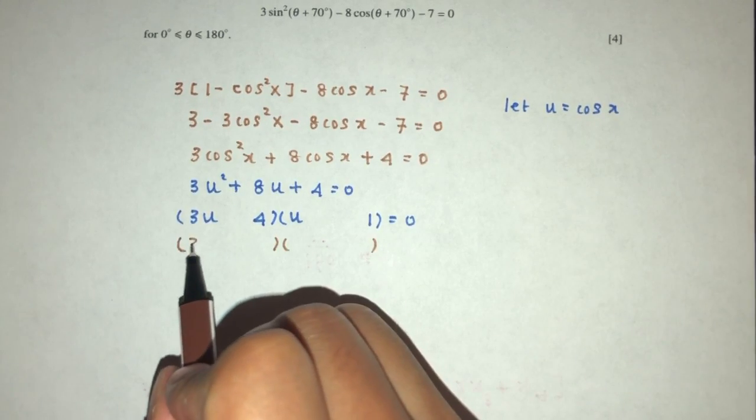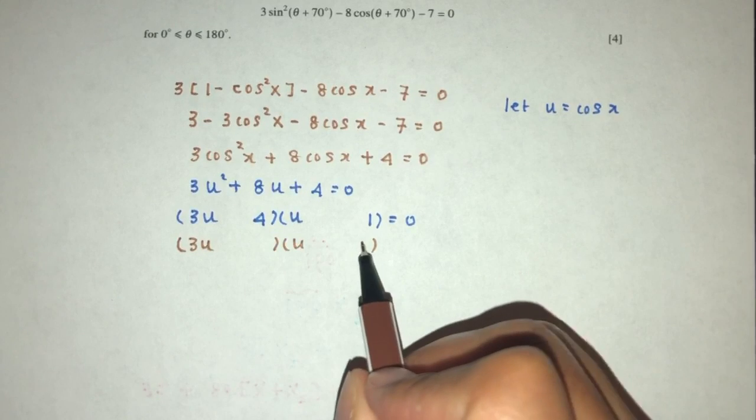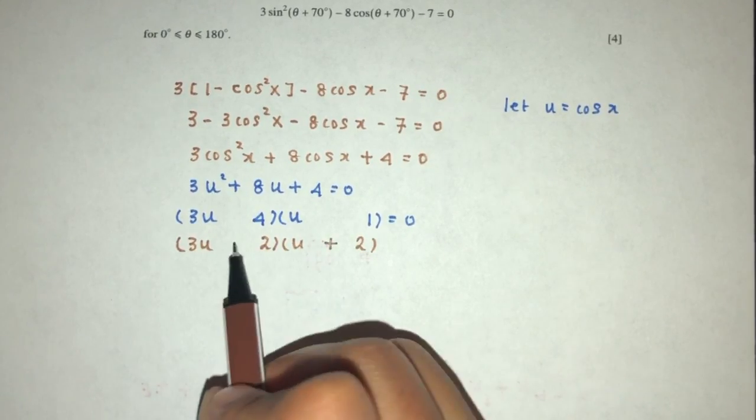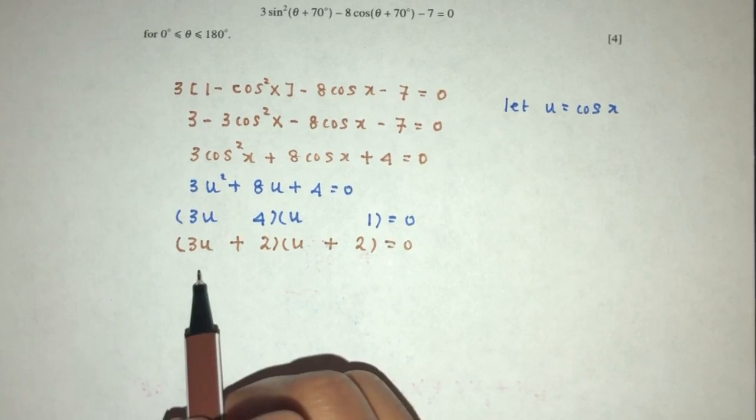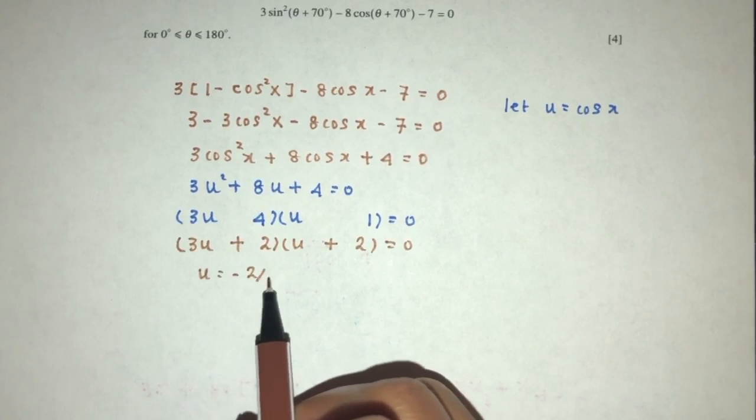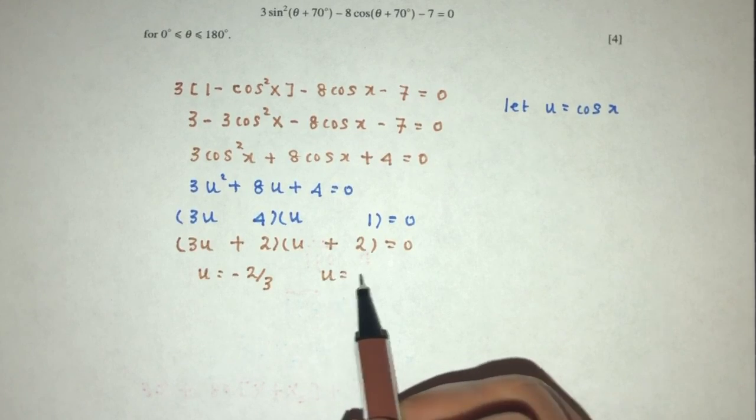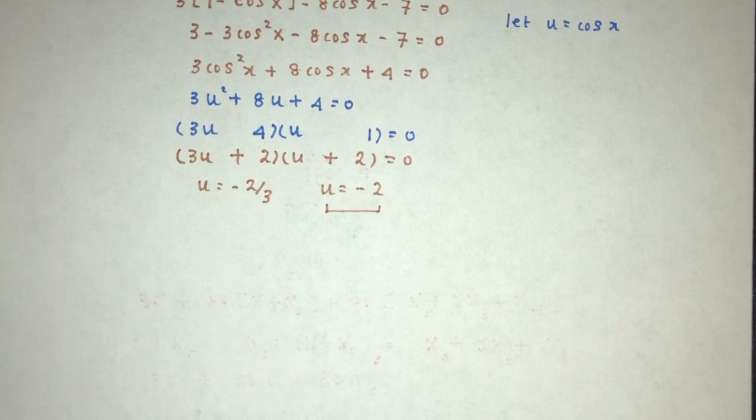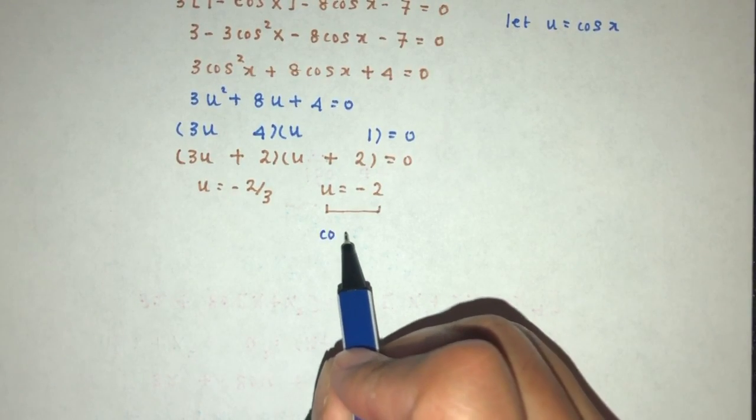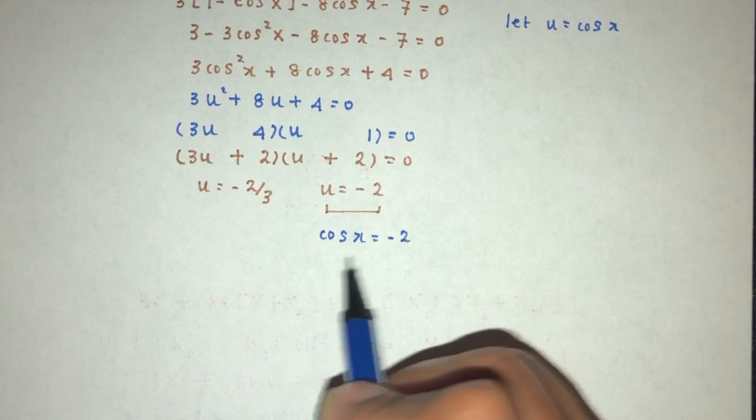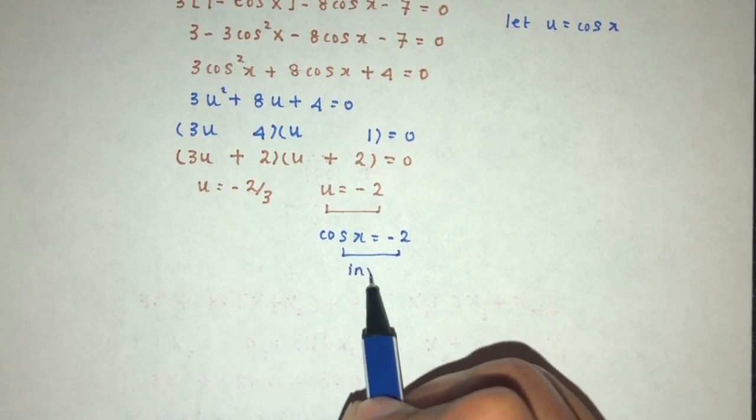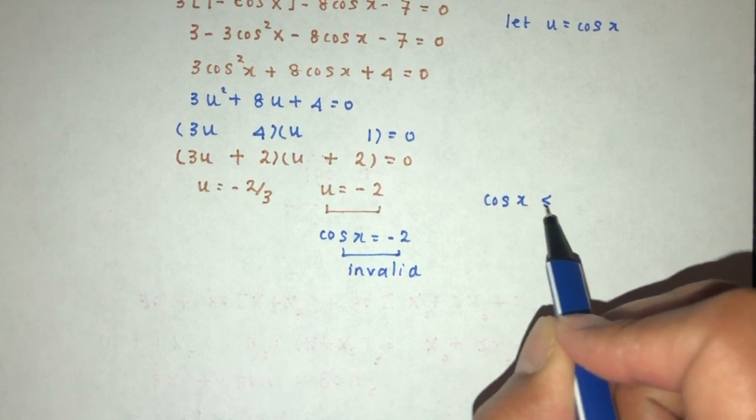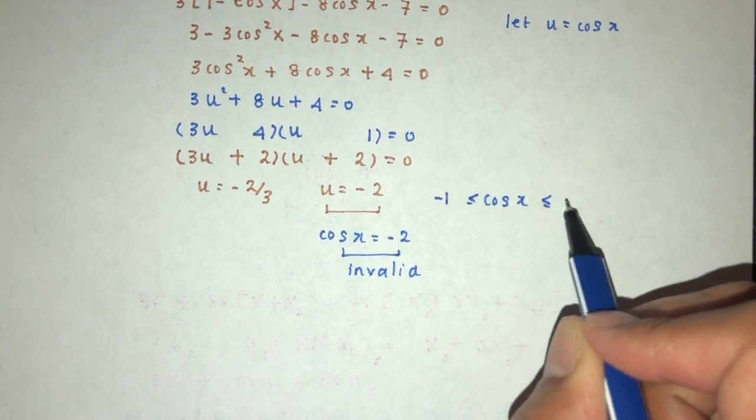That will be 3u times u, and 4 is 2 times 2. So here we can do plus 6 and plus 2. So u can be minus 2 over 3. u can be minus 2. And this is obviously what's going to happen, because we understand that u is actually cos x, equal to minus 2. This is invalid. Why? Because we know the value of cos x can only be between minus 1 and 1.